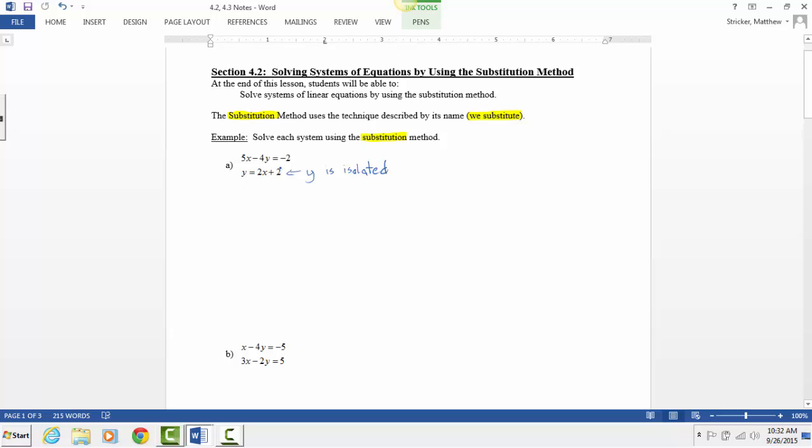And so what we can do is take what y is equal to, 2x plus 2, and substitute it in for y in the first equation. I can substitute (2x plus 2) for y in the first equation.